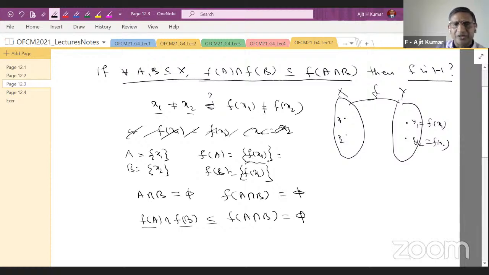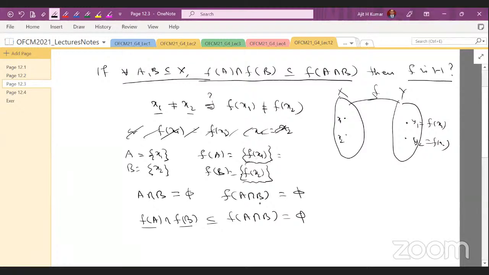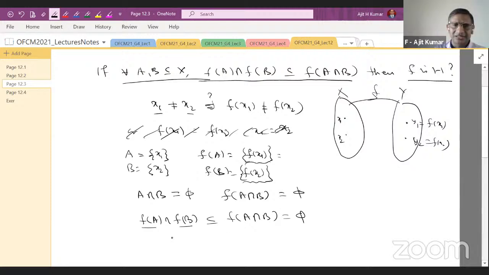f of A is the singleton f of x1, f of B is the singleton f of x2, and their intersection is empty. When does that happen? When f of x1 is not equal to f of x2. Very good. Therefore, we have proved that if x1 is not equal to x2, then f of x1 cannot be equal to f of x2, and we have made use of this fact.